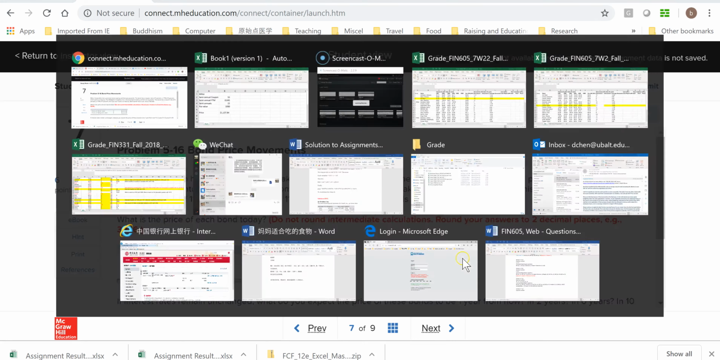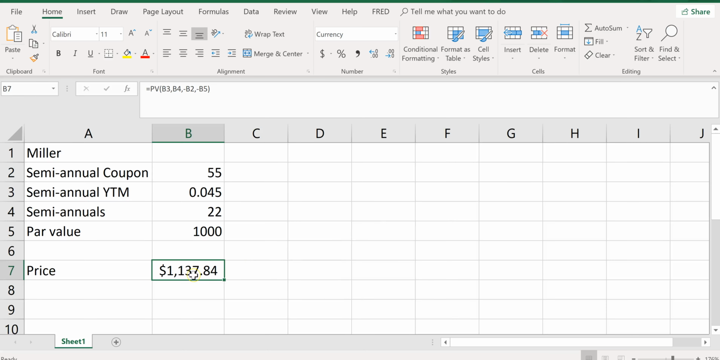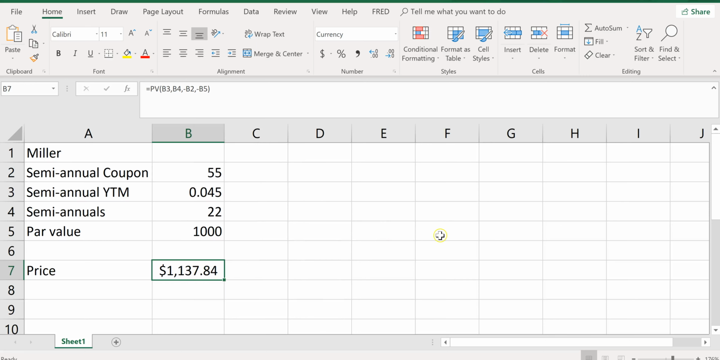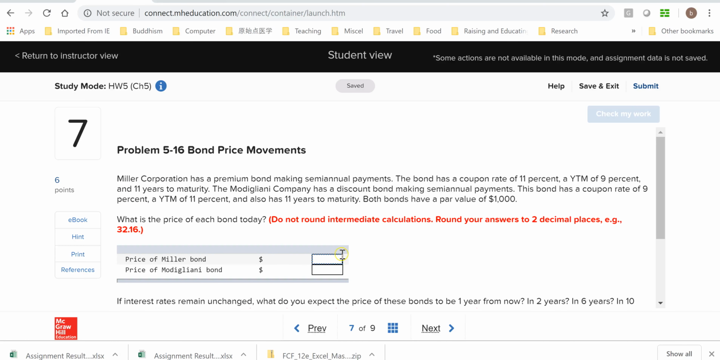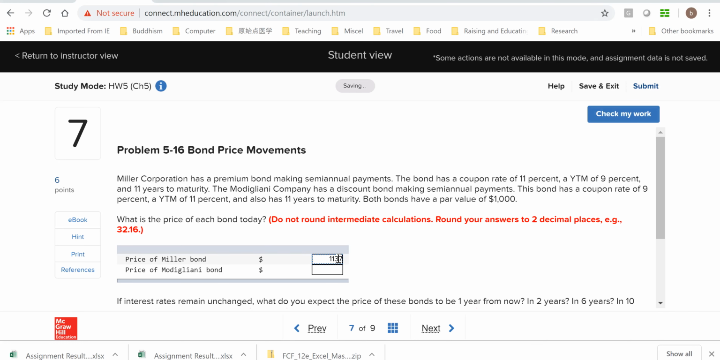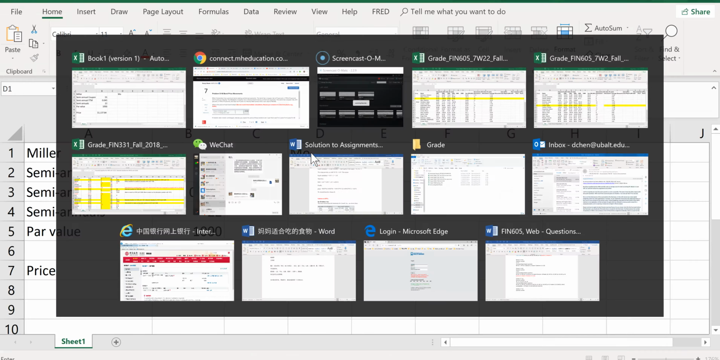Now for the rounding requirement: do not round intermediate calculations, round your answers to 2 decimal places. And that's exactly what we did. Otherwise, you have to change the format of the Excel to make it consistent with the rounding requirement. So, 1137.84. And now the price of Modigliani.